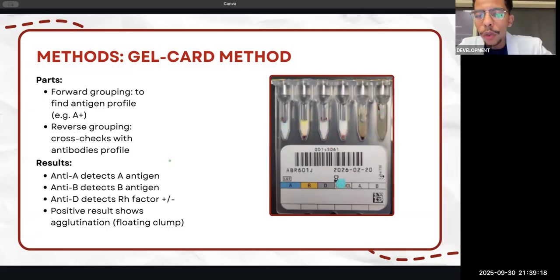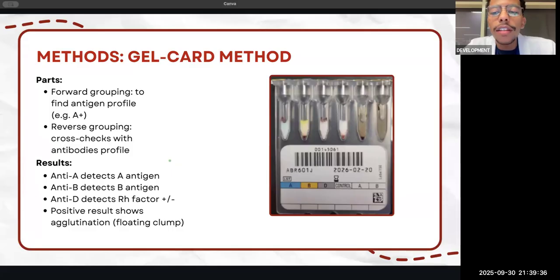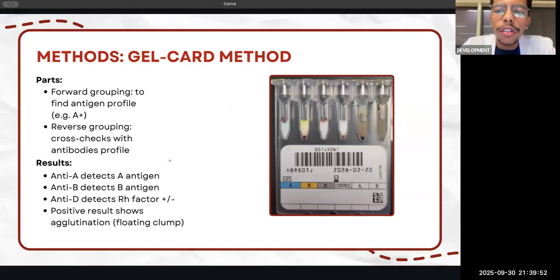And just to make sure, we do the reverse grouping. The reverse grouping is to check what type of antibody the patient has. Because he has blood type A, he's not going to have antibodies against type A because he doesn't want to attack his own blood cells. However, he has anti-B. That's why the test will be positive for B in the reverse grouping. So can you guys see this clump up here? And then in anti-A, it's going to be negative. It just stuck up here. Can you guys see it?